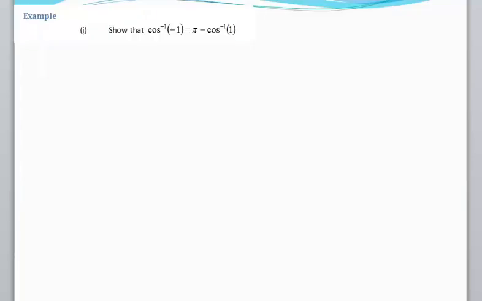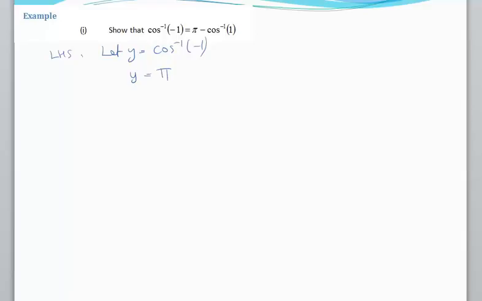So now we have a few examples. We want to show that the inverse cosine of minus 1 is equal to pi minus the inverse cosine of 1. If we look at our left-hand side, we're going to say let y equal our inverse cosine of minus 1. And our inverse cosine of minus 1 is pi.